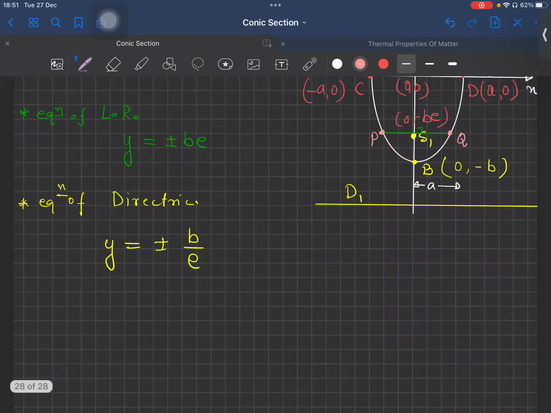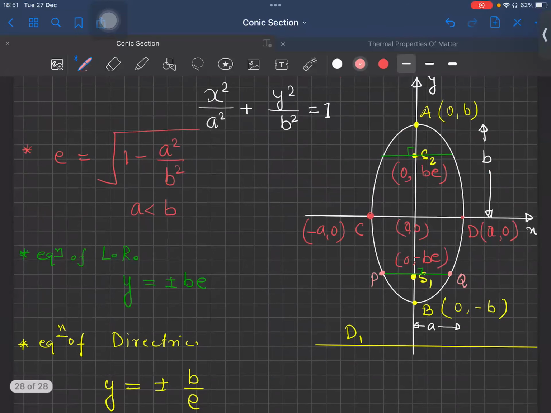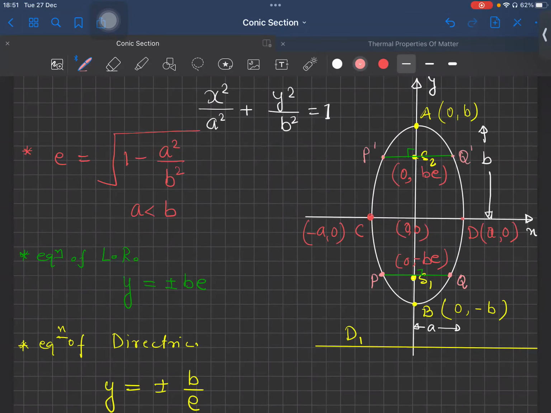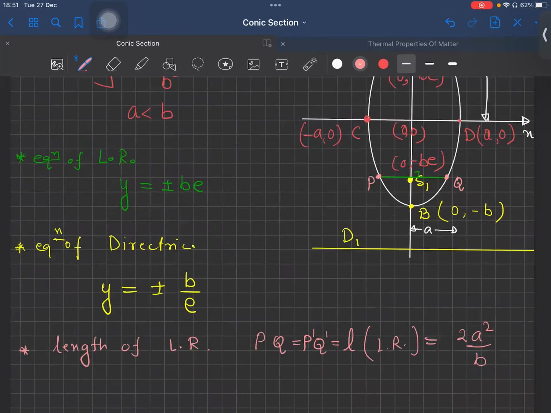What will be the length of PQ? Length of latus rectum, that is PQ in this case. PQ, how will you find it? It is represented by L, the length of latus rectum. This PQ is also equal to this one, P dash Q dash. So PQ is equal to P dash Q dash, which is the length of latus rectum. It is given by 2 times a square upon b. You just need to find the length using that formula.